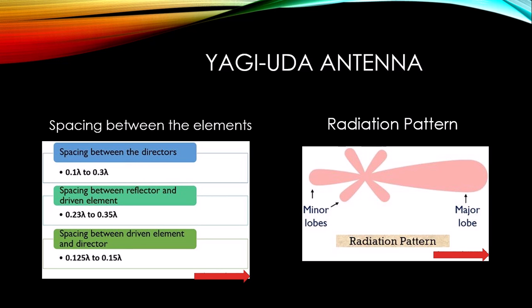So the applications of the Yagi-Uda antenna. These antennas are widely used in the field of TV signal reception. As it has excellent receiving ability, even astronomical and defense related applications make use of the Yagi-Uda antenna. Also, radio astronomy utilizes these antennas.